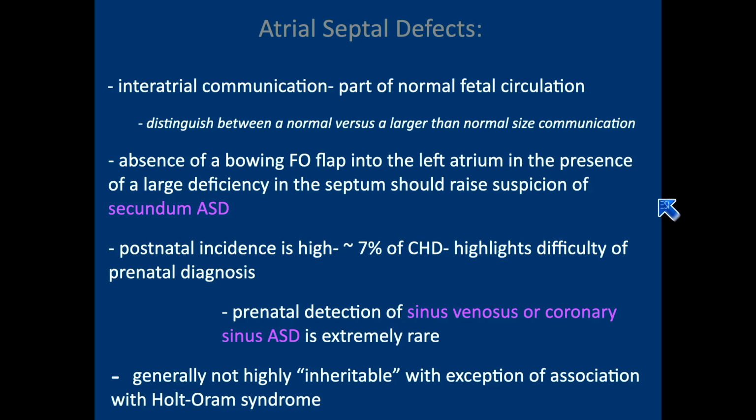The prenatal detection of the sinus venosus or coronary ASDs is rare, and I'm really not sure how many are documented in the literature, but none by me. Generally, these are not considered heritable with the exception of the association with Holt-Oram. It is the most common cardiac defect within that Holt-Oram spectrum, again raising the difficulty of making that diagnosis prenatally if you have a very, very mildly affected proband. So if you think about an affected parent and maybe the only thing the fetus has is an ASD and an abnormal carpal bone, you can appreciate how difficult that is to make prenatally.